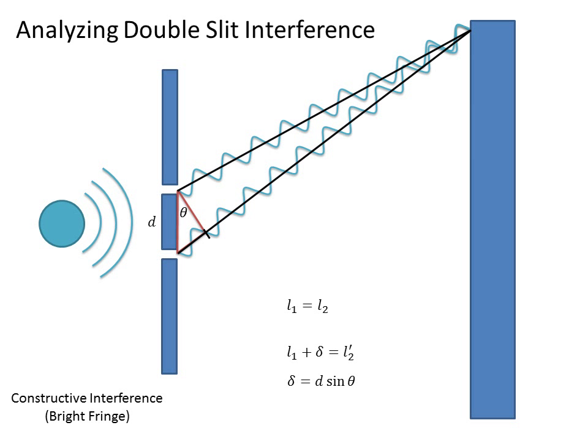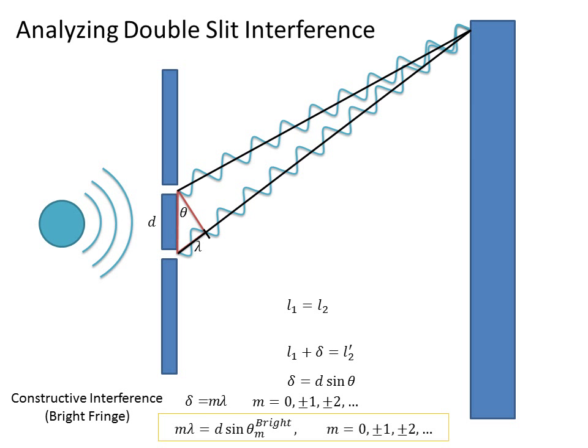And from geometry, we can see that delta is equal to d times sine of theta, where d is our distance between our two sources. Again, delta is a small little extra wavelength. So we know that this extra wavelength in here is equal to delta. And if we actually generalize this, we can imagine that this will happen again at another spot up here.